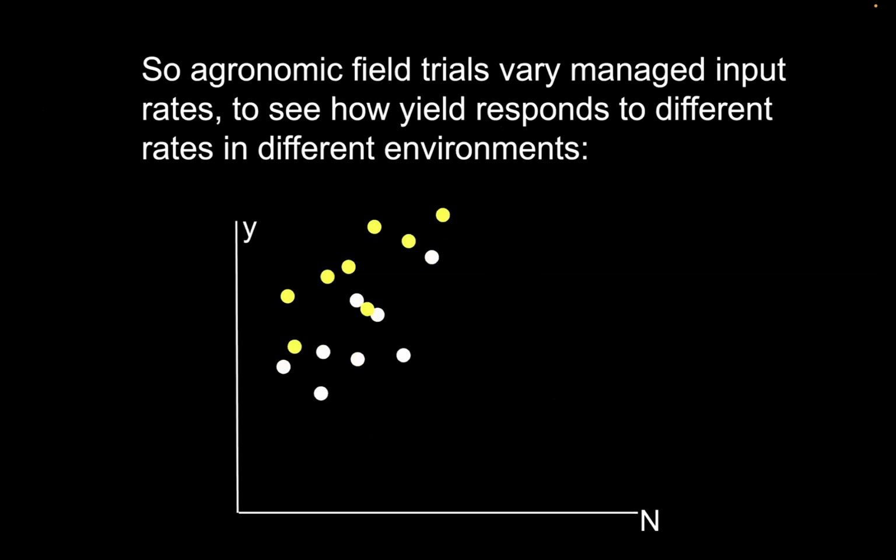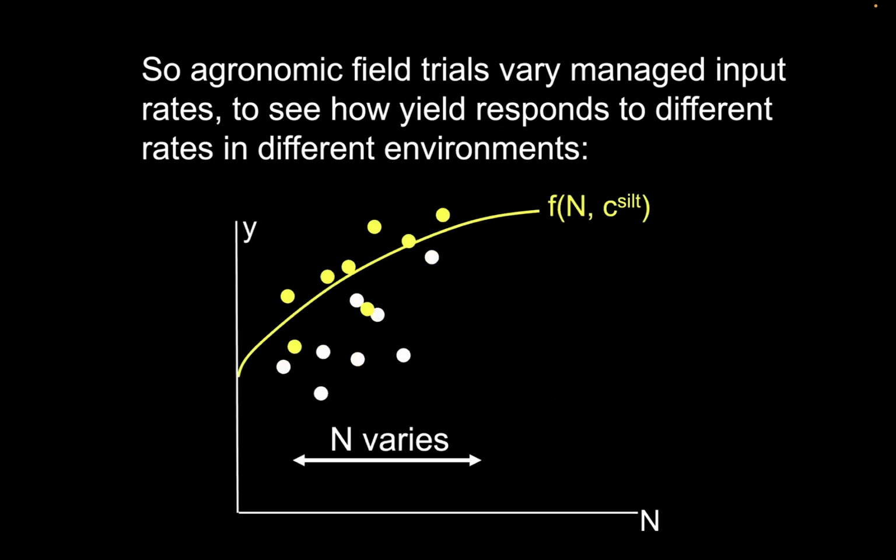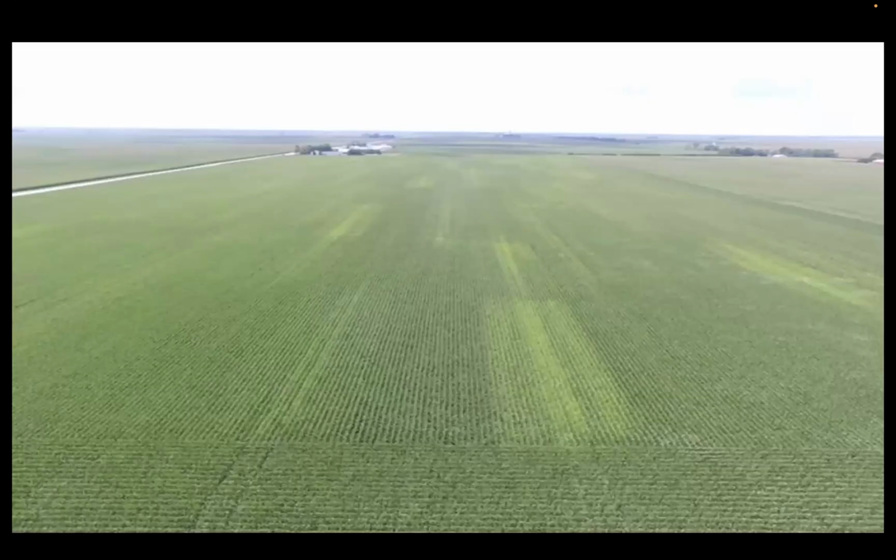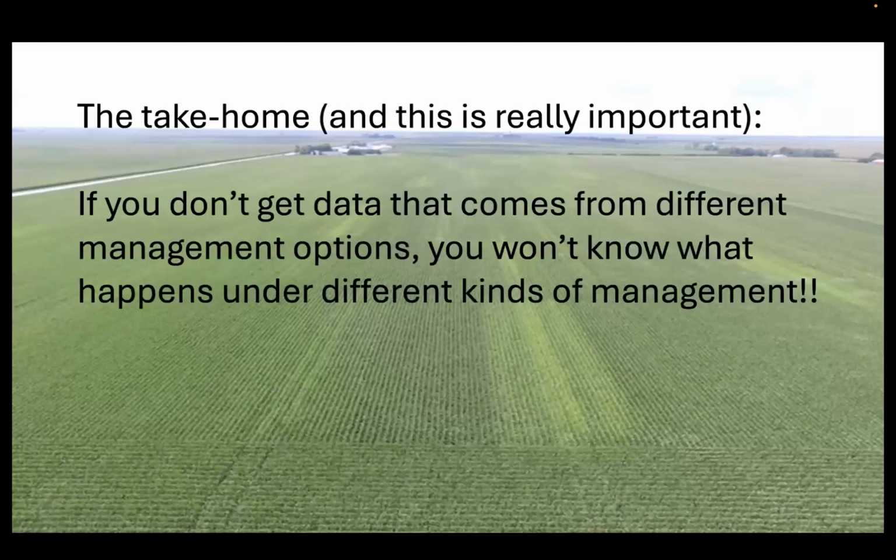So this is why we run field trials. We run field trials so that we can get data that's variant enough that we can fit curves and find out the relationships we're trying to find out. The take home, and this is really important, is that if you don't get data that comes from different management options, you won't know what happens when you try different management options. In other words, the data is not going to help you manage better.